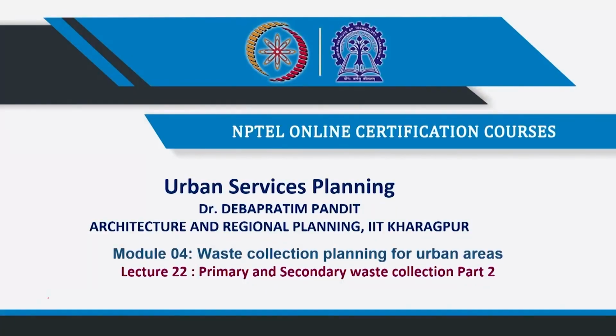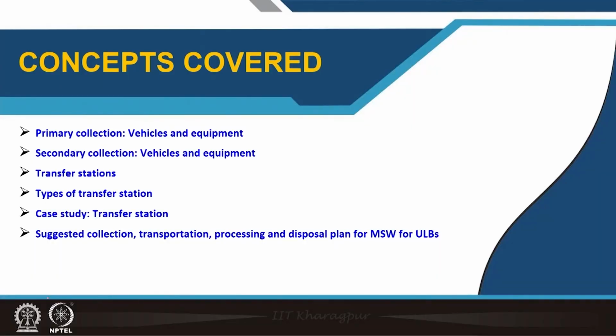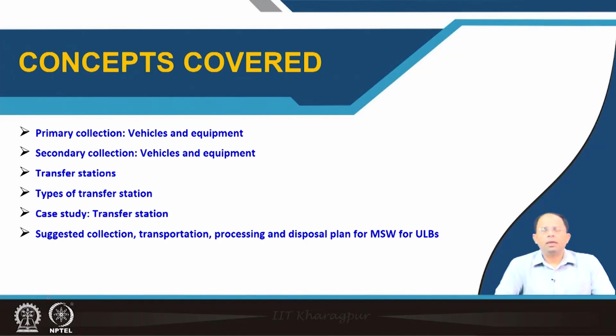Welcome back. In lecture 22, we will continue with primary and secondary waste collection. The different concepts that we will cover are: for primary collection, vehicles and equipment required; secondary collection, vehicles and equipment. Then we will talk about transfer stations, types of transfer station, some case studies on transfer station, and finally suggested collection, transportation, processing and disposal plan for MSW for ULBs as per CPHEEO guidelines.